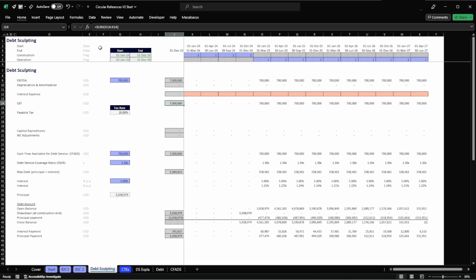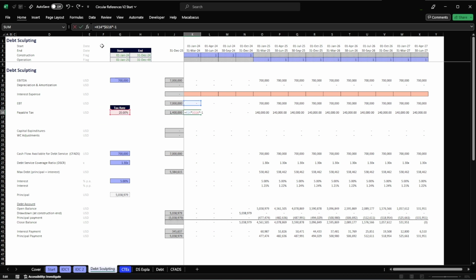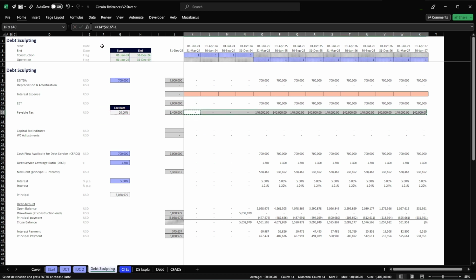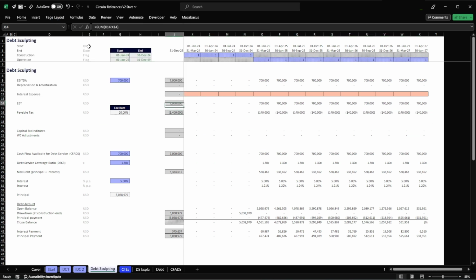Cool. So what's going to be our payable tax? It's going to be equal to this number here times our tax rate. That's going to be our payable tax, but we have to multiply by -1 because this is a cash outflow from the project and we want to see this as a negative number. So out of the 7 million of EBT that we have for now, 20% of 1.5 million is going to be paid as tax. So this is what we have for now.